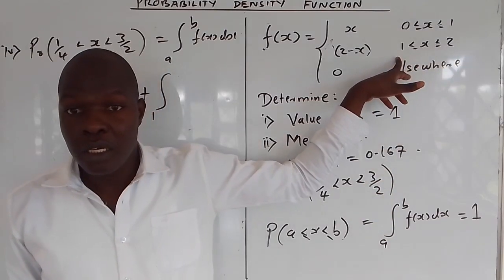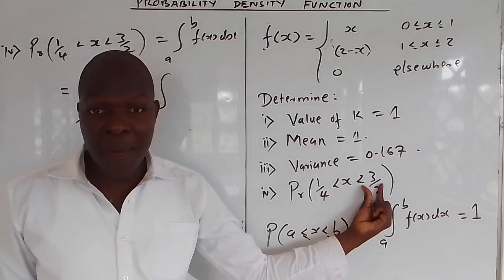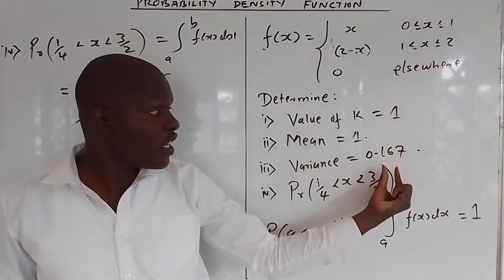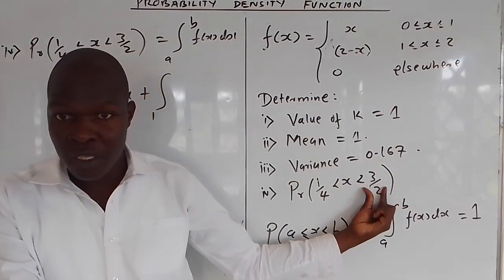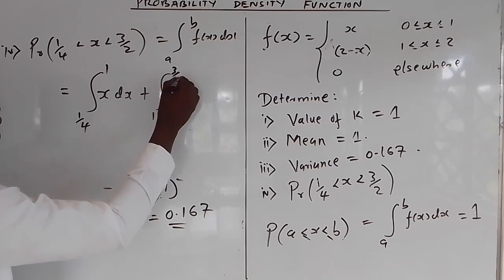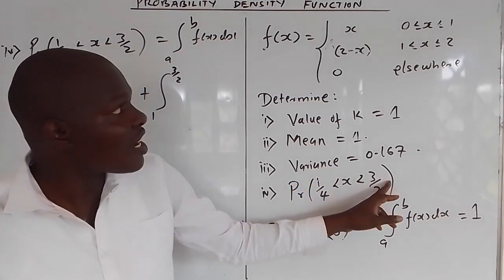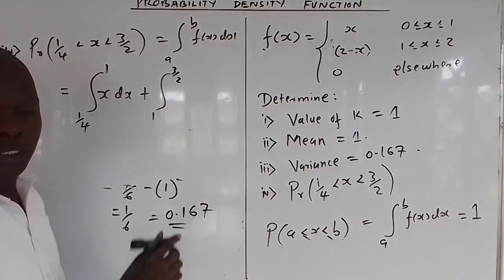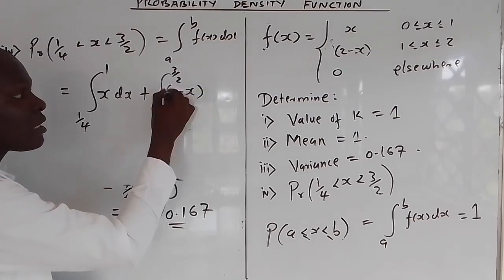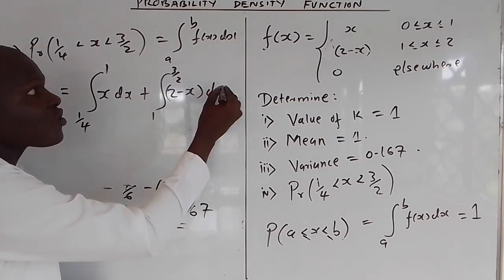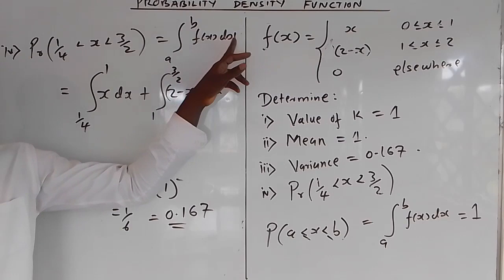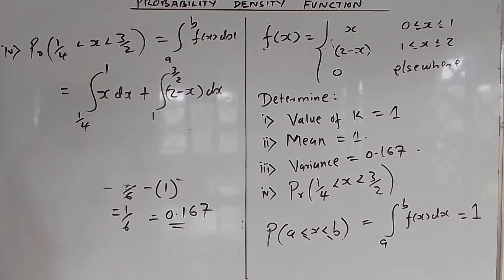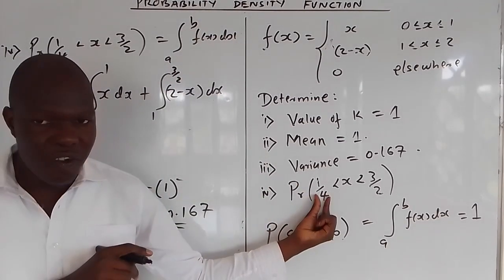Let me see. You now proceed from 1 to 3 over 2, meaning you don't reach 2, you only reach 3 over 2 is what they want, isn't it? You proceed from 1 to 3 over 2, then from 1 to 3 over 2, f of x is what? It is 2 minus x dx. So you see you are integrating from a to b of f of x dx. Are we together? Look at the limits. The limit is from 1 over 4 to 3 over 2.